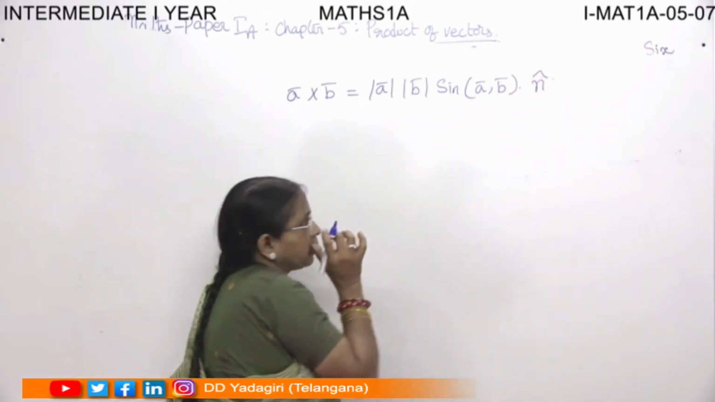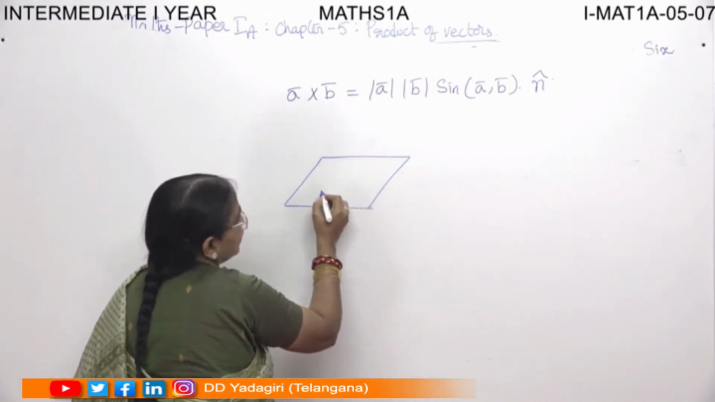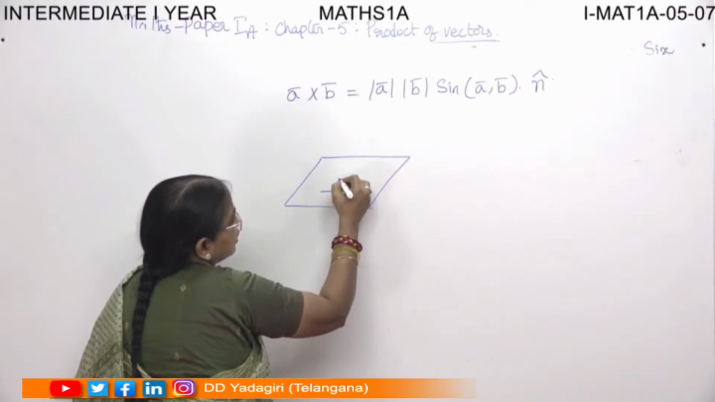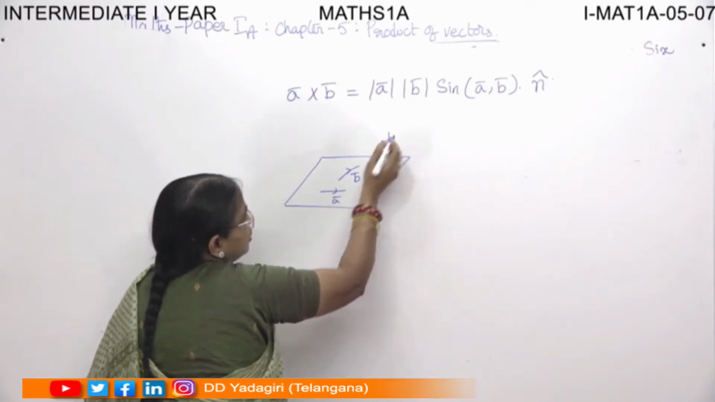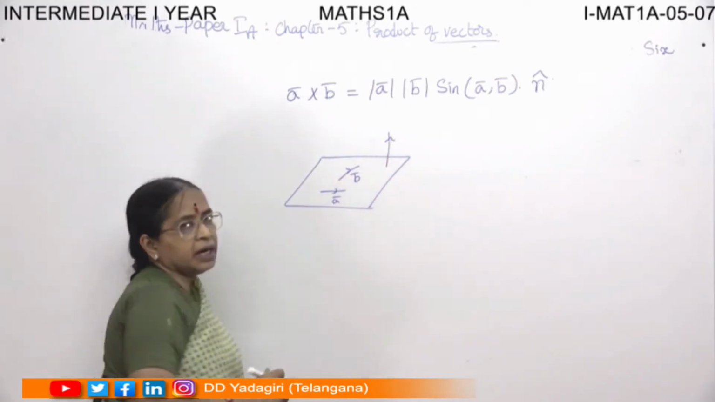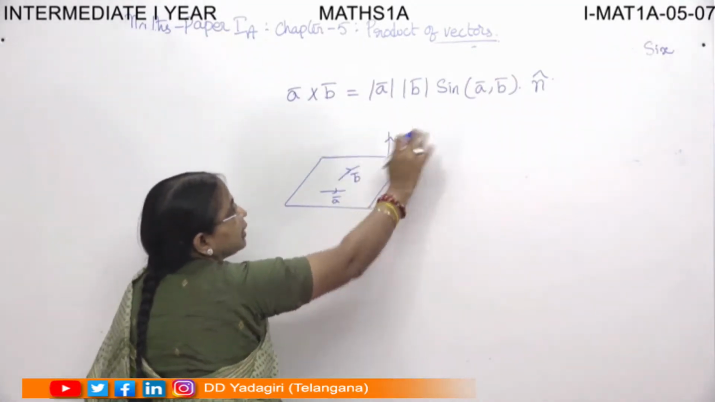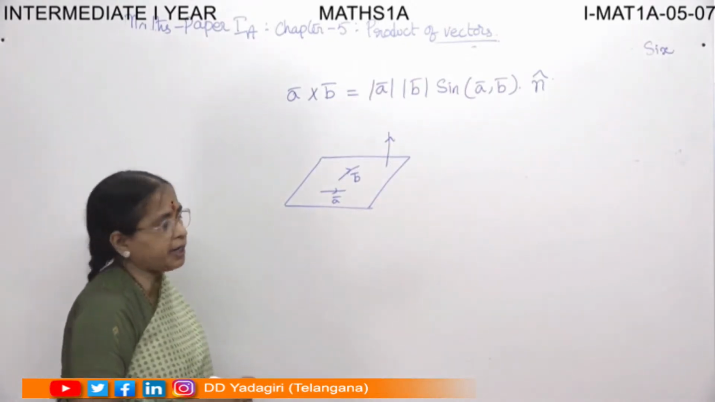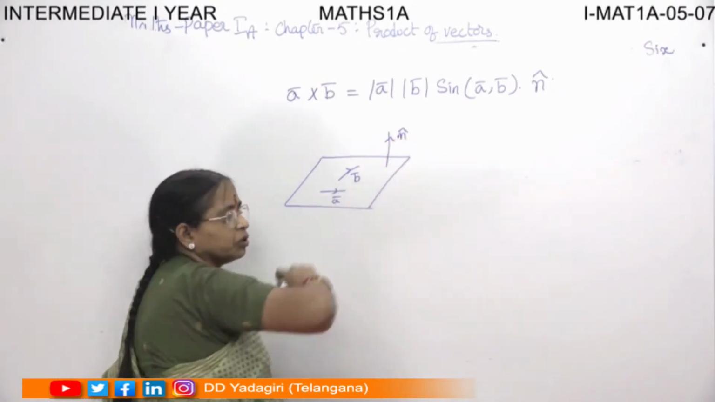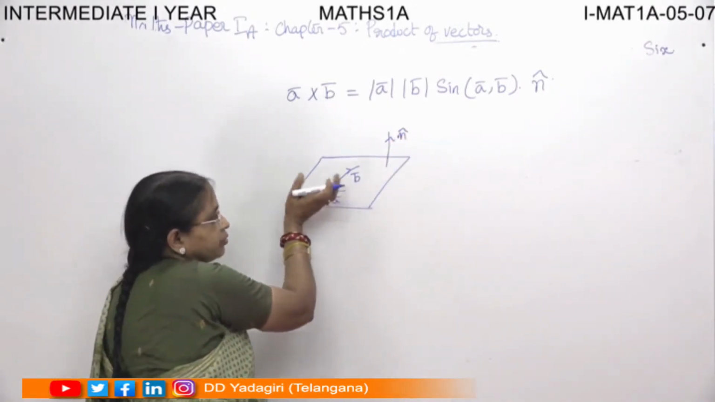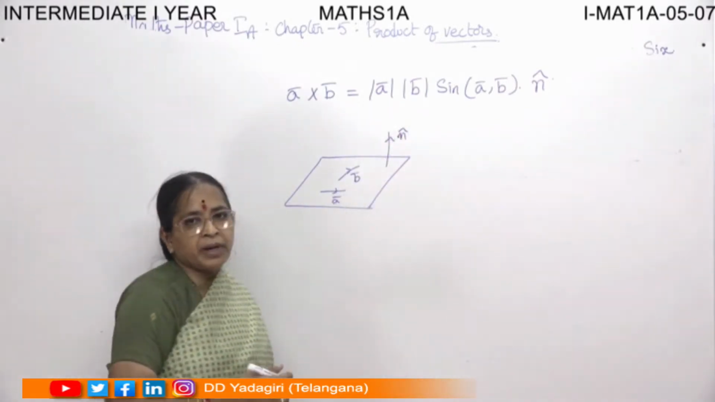What is this n cap? N cap is the unit vector perpendicular to the plane containing A and B. Suppose A vector is here, B vector is here. Then n cap direction is like this. The rotation should follow the right hand thumb rule. A, B and n cap form a right-handed coordinate system. When you use the right hand like this, with A to B rotation like this, n cap direction will be perpendicular to the plane.